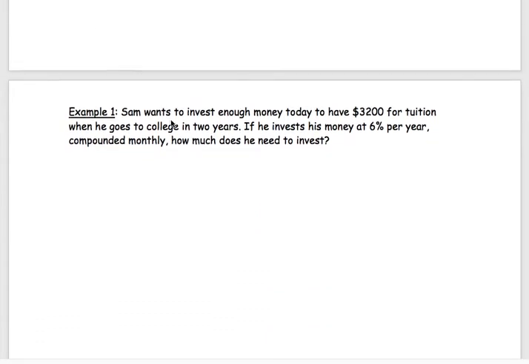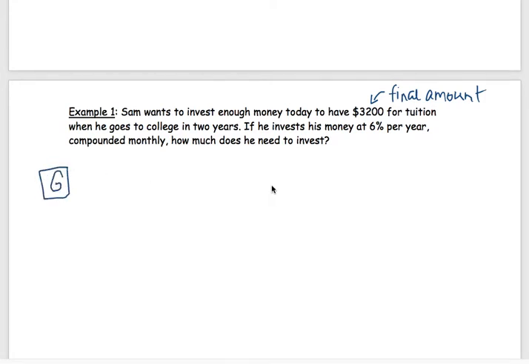So we have Sam. She invests enough money today to have $3,200 for tuition when he goes to college in 2 years. So basically, that's the final amount here, okay? He puts some money in today and we know that he ends up with this much money in his account in 2 years. So he puts money in so that he will have this much money in his account in 2 years. So if he invests his money at 6% per year compounded monthly, how much does he need to invest? So how much does he need to start with?